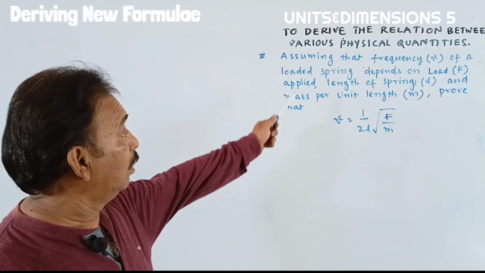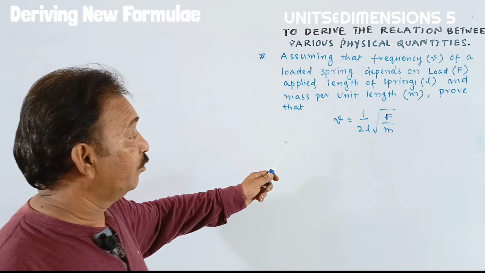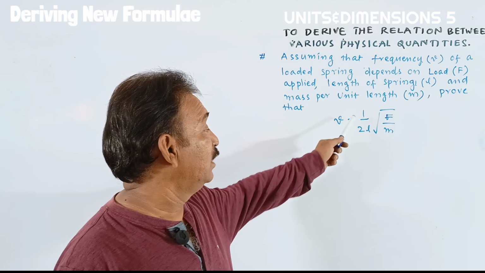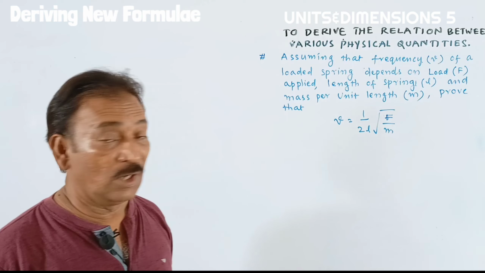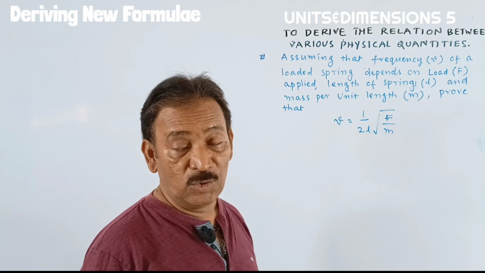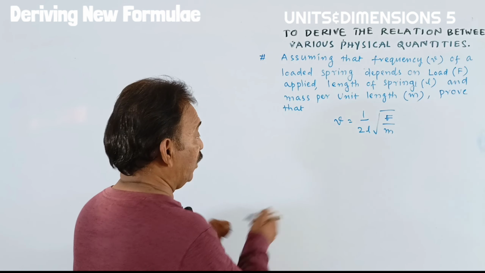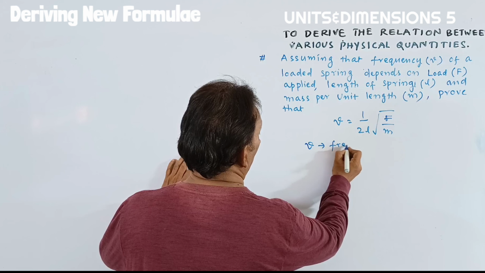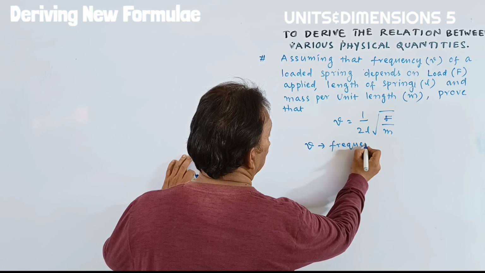Here in this question, he asked us, we have to derive this expression. That means what? Frequency is equal to 1 by 2L into root of F by m. Okay. And these symbols have their usual meaning, students. Nu is frequency. Nu is what? Frequency. What is frequency? You have to understand, students.